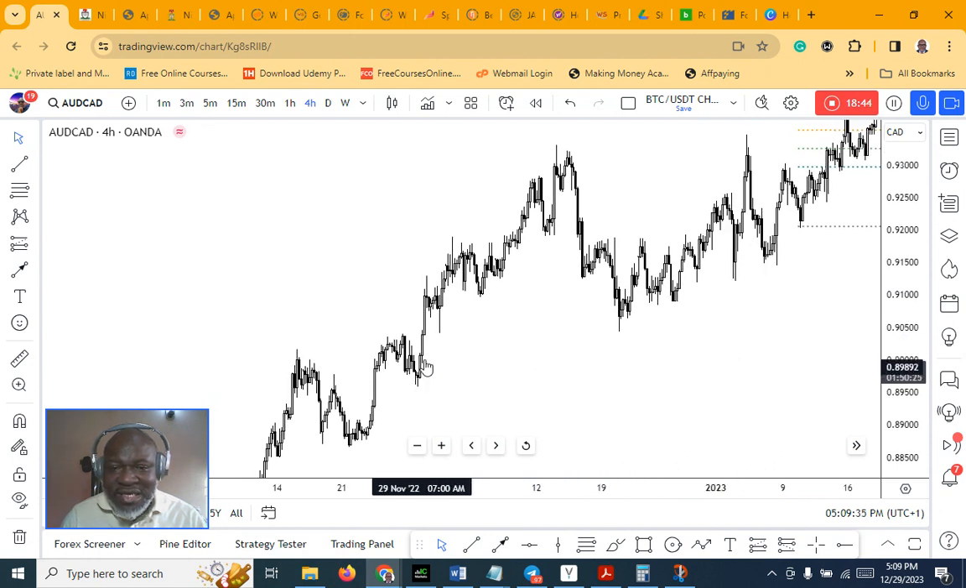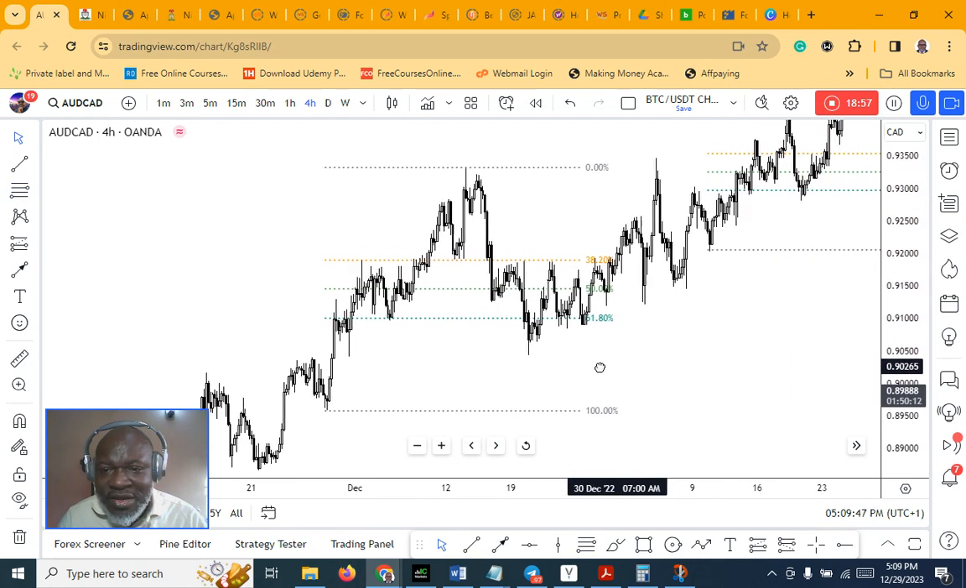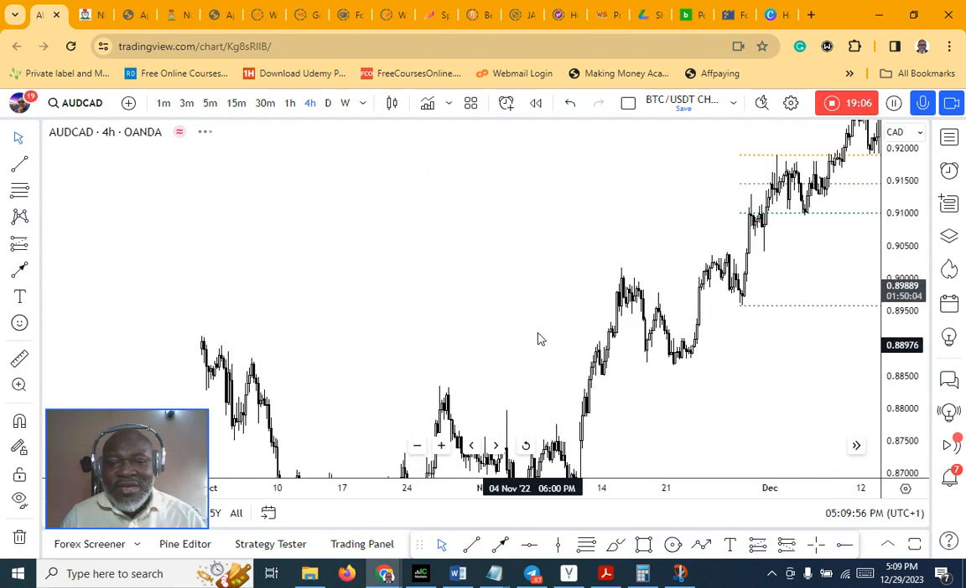So let's look at this impulsive move and this retracement. Let's grab the Fibonacci retracement tool from this swing low to this swing high. Take it to the right hand side. You see how price retraced into the 61.8 Fibonacci level. See how this level is acting as support for price action. So guys, you can go on and on.